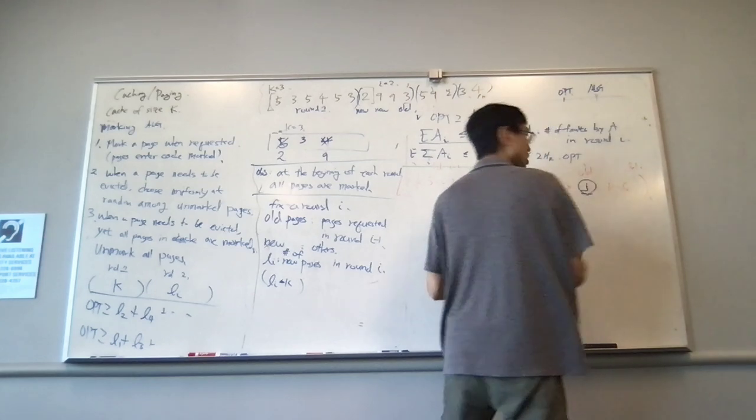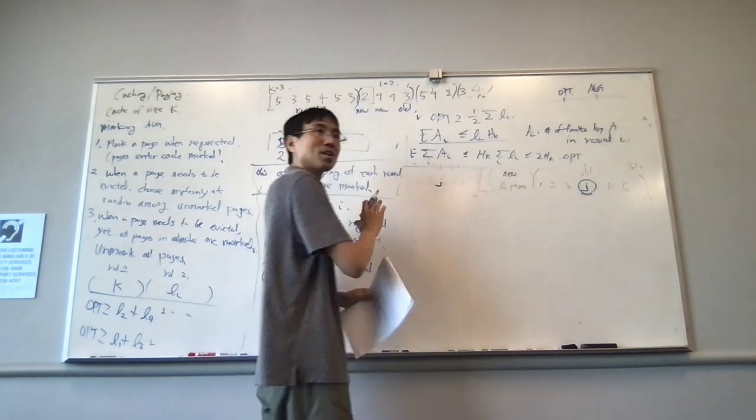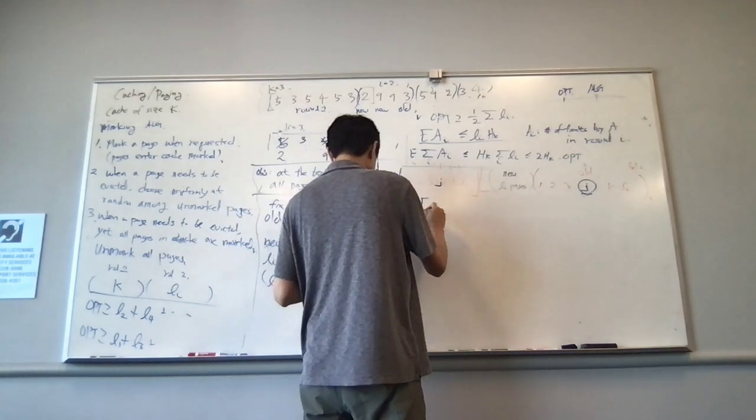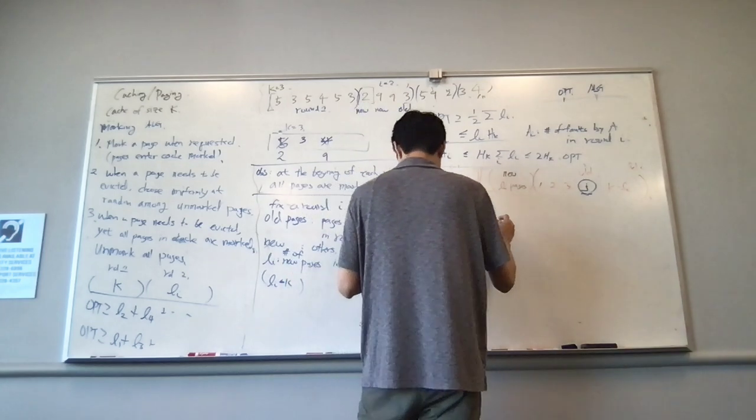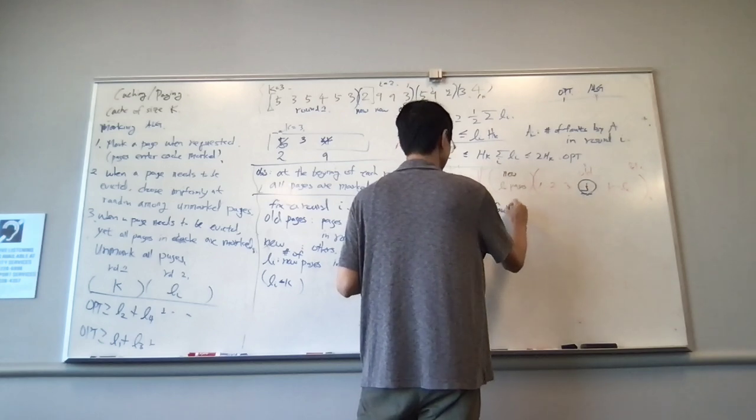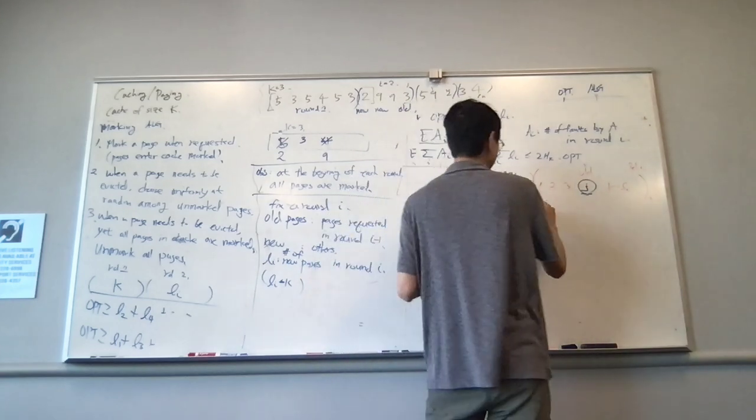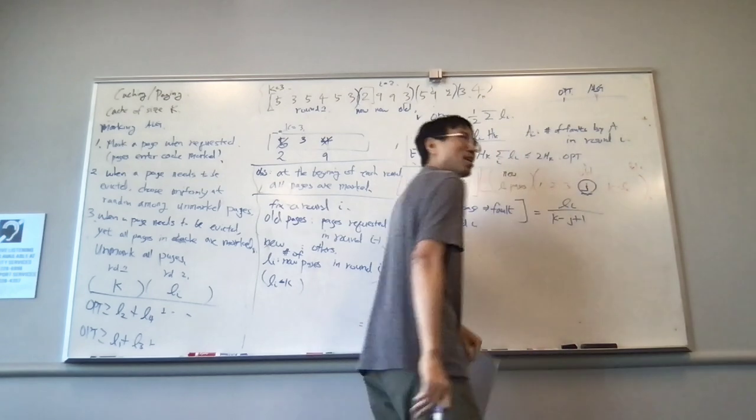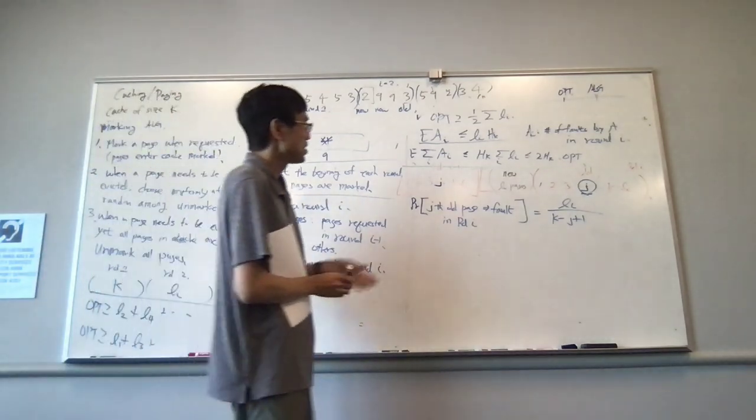This page j is old, therefore it appears somewhere. Then what I'm going to show is that the probability that this j-th old page causes a fault in round I is exactly Li divided by k minus j plus 1. Why is this?